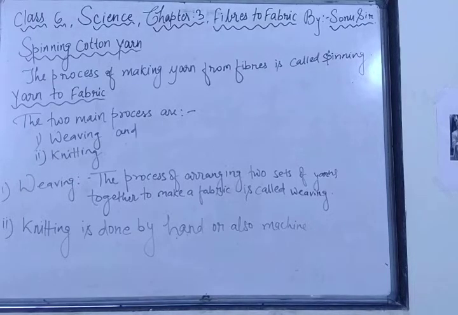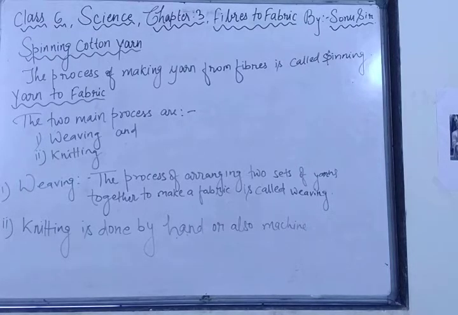So after getting knowledge of weaving and knitting, what is weaving? We have noticed that fabric is made up of two sets of yarns, right? Fabric is made up of two sets of yarns together. The process of arranging two sets of yarns together to make a fabric is called weaving. In this process, we have to take two yarns, one horizontally, another vertically. Similarly, when you put a lot of yarns horizontally and a lot of yarns vertically, one up, another down, one up, another down, one up, another down.